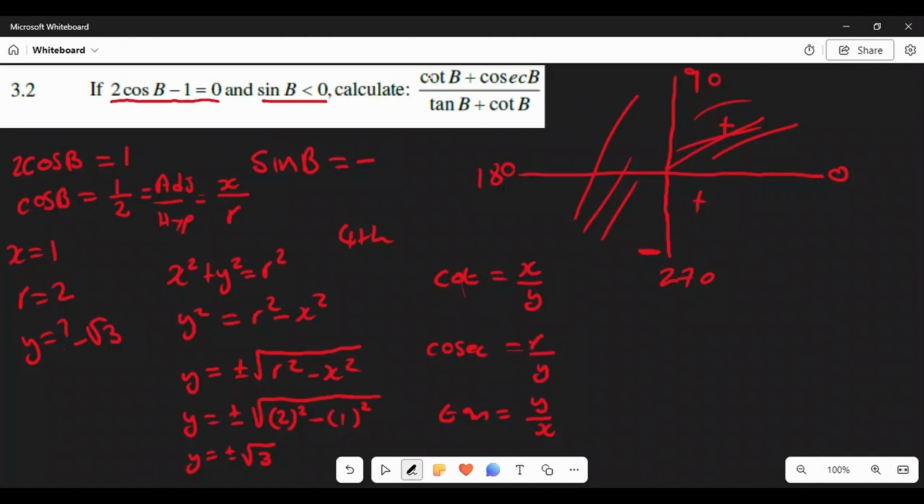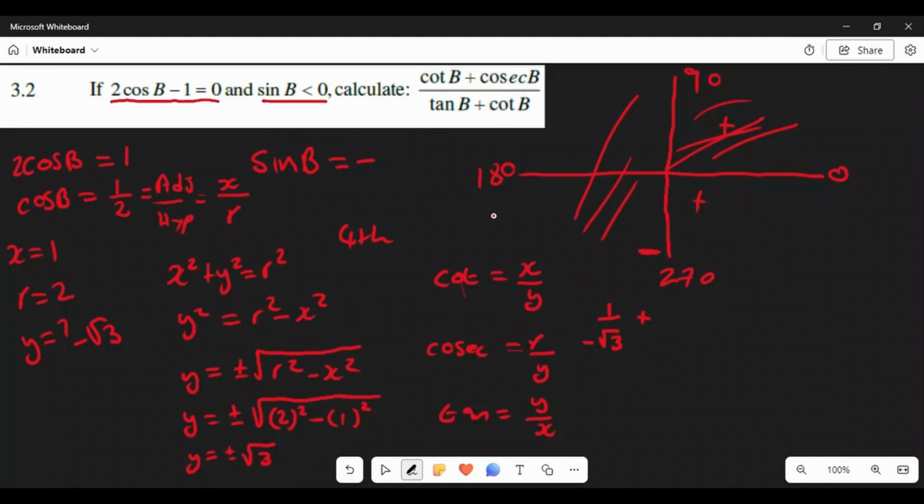You can use this formula here. Remember, cot is x over y. So what is x over y? Remember, x is 1. Don't forget that x is 1 here, so it's going to be 1 over y. So what is our y? Negative root 3, by the way, negative root 3. And then plus, so we're going to add here.